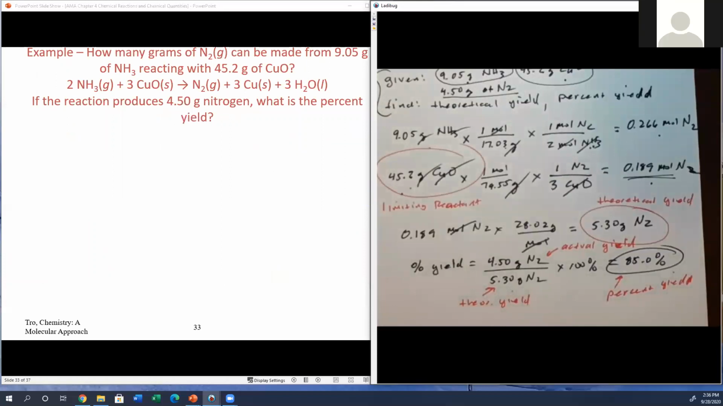Okay? Can you be given the theoretical yield and try to find the actual yield? Only if you were given the percent yield as well. If you're given the percent yield and the actual yield, you could figure out a theoretical yield that way.